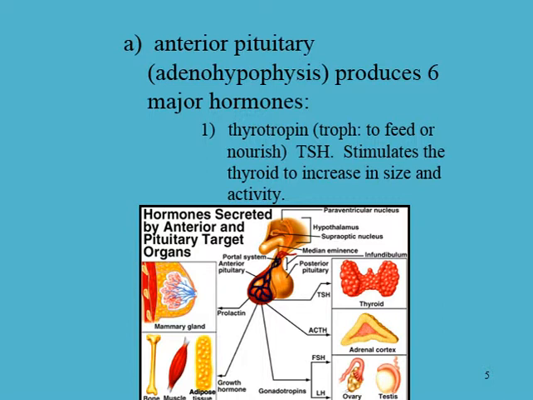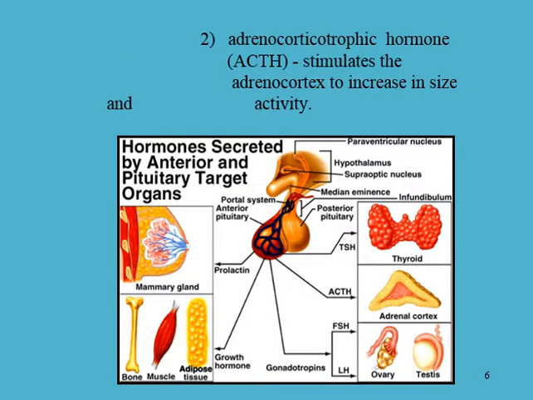A hormone that's a mouthful, adrenocorticotropic hormone. Often abbreviated as ACTH, sometimes called corticotropin for short. So it's going to feed what? The adrenal cortex. It feeds or nourishes the adrenal cortex. And you recall that the adrenal cortex is the outside of the adrenal gland. Right? So adrenocorticotropic hormone.